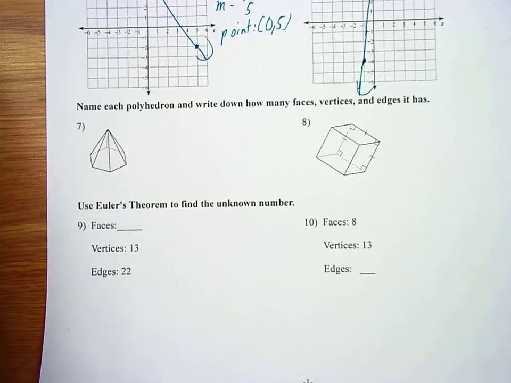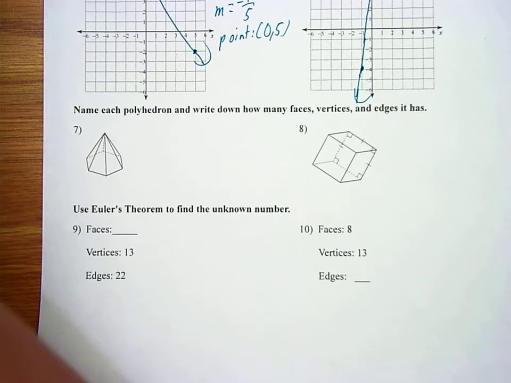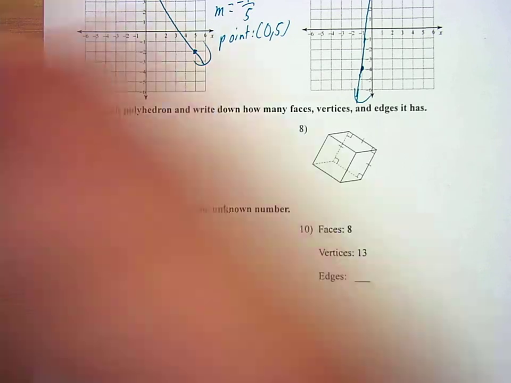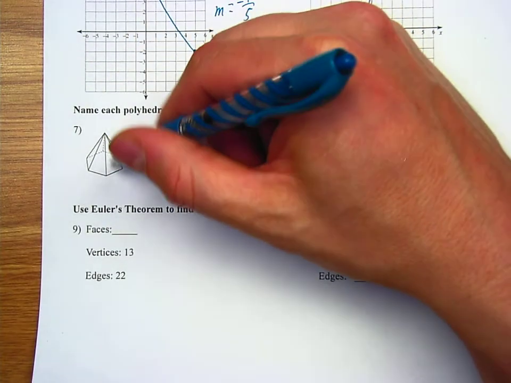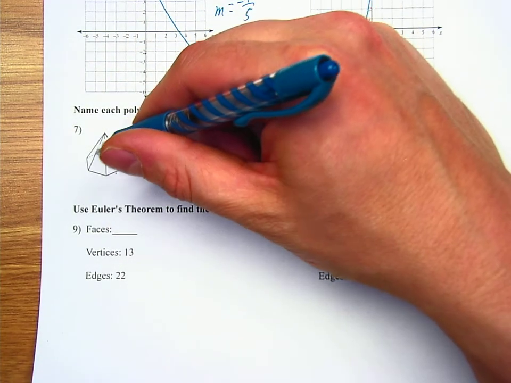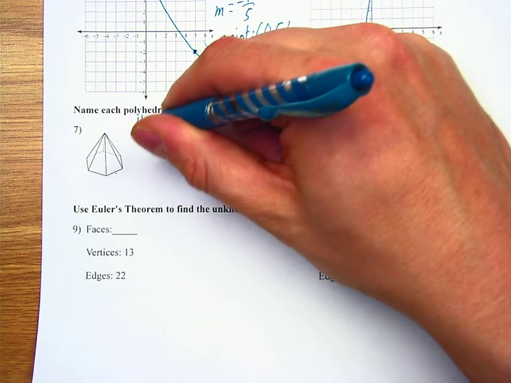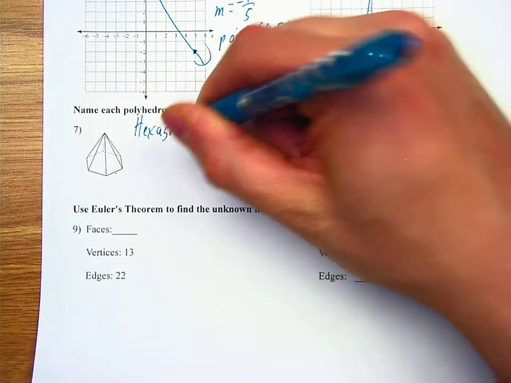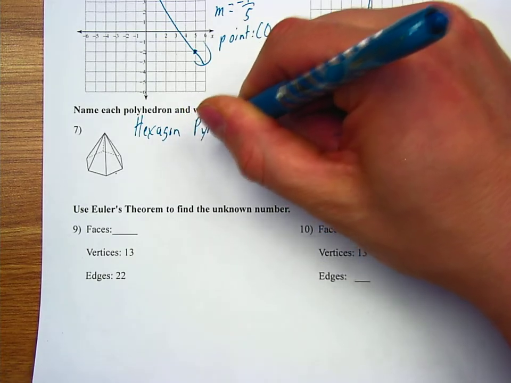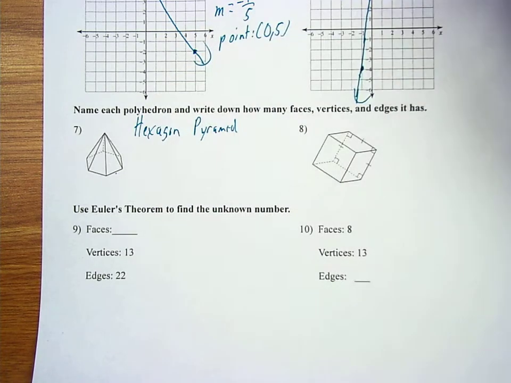Name the polyhedron and write down how many faces, vertices, and edges it has. So this is a pyramid with a 1, 2, 3, 4, 5, 6-sided base. So it's a hexagon pyramid. If it had a triangle bottom, it would be a triangular pyramid. If it had a rectangle bottom, it would be a rectangular pyramid, so on and so forth.